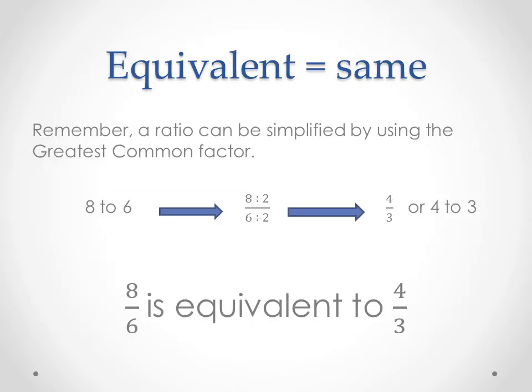If you think about what we've been doing with fractions, equivalent means the same. And we talked about yesterday how a ratio could be simplified by using the greatest common factor. Remember, this is the same way that we would find equivalent fractions or simplify fractions. So if we take the ratio 8 to 6 and we write it as a fraction, we can see that 2 is the greatest common factor of 8 and 6. So when you divide the top and the bottom of that fraction by 2, you get 4 to 3, or 4 over 3. This proves that 8/6 is equivalent to 4 to 3.